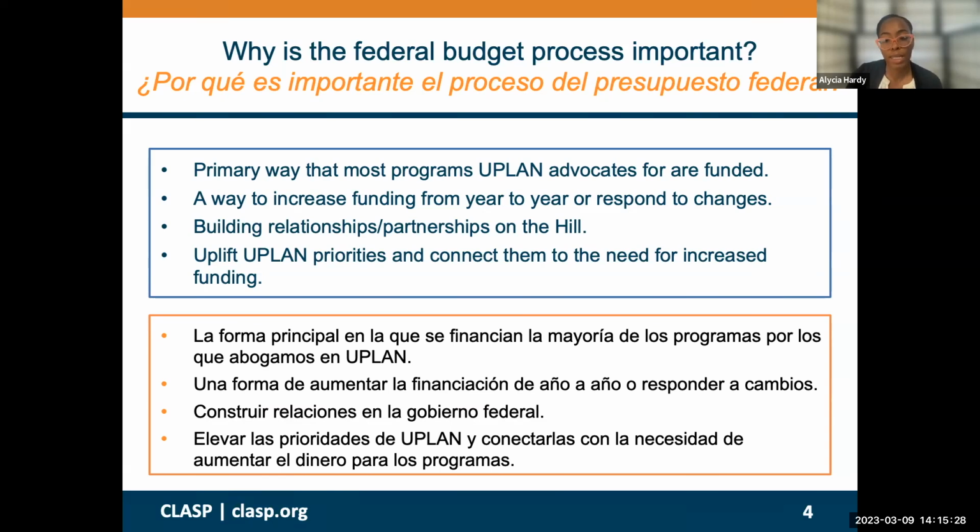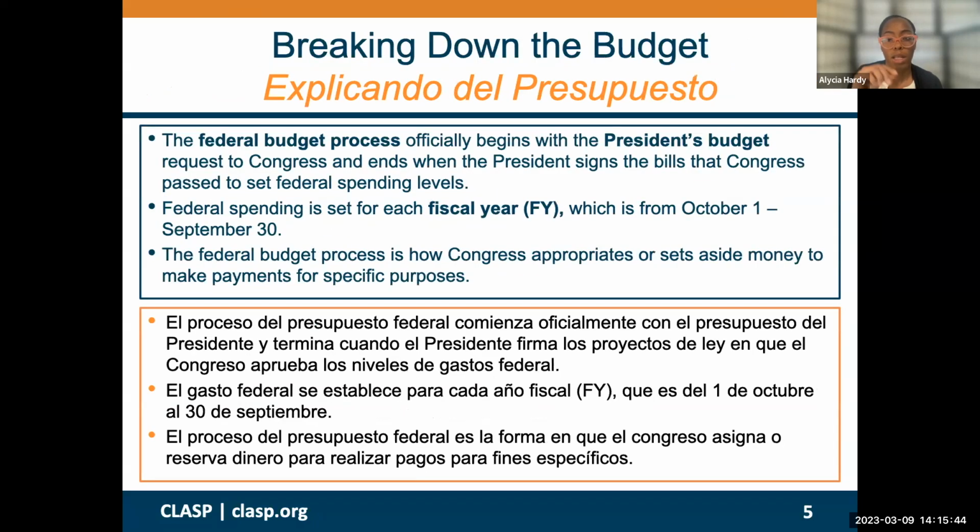And because it happens each year, it's a key opportunity to uplift specific priorities and connect priorities to the need for more funding, and being clear that costs increase each year, and so should investments.